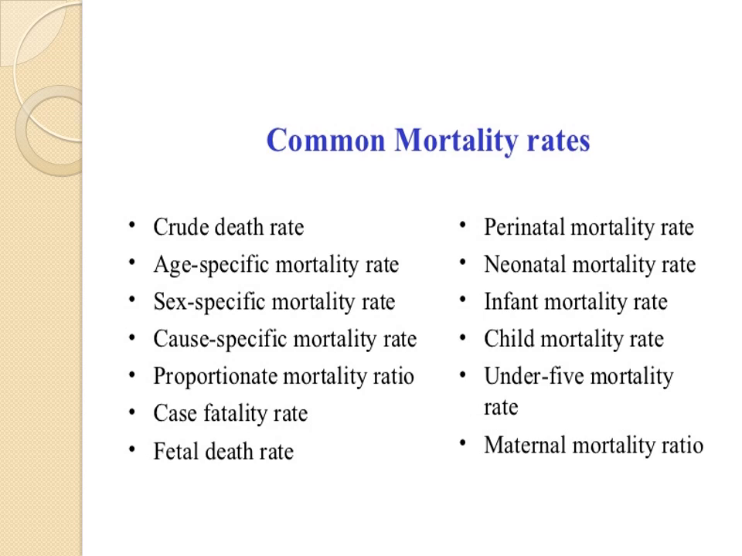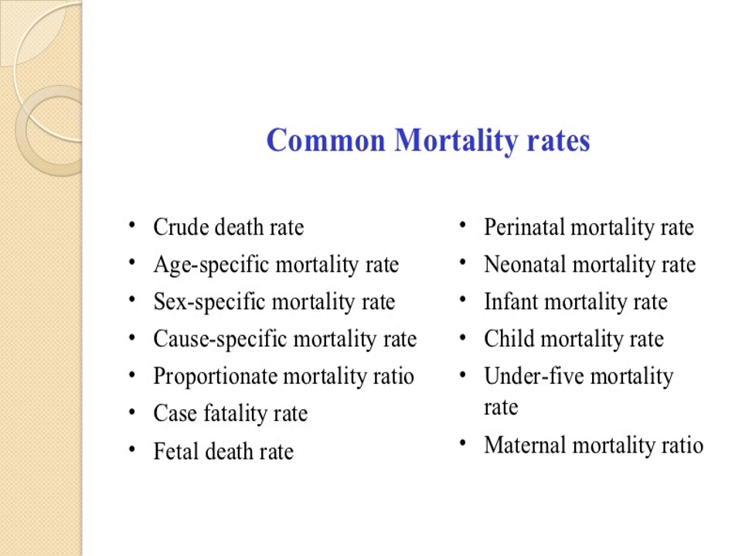So after seeing the different types of rates like crude death rate, specific death rate, standardized death rate, we can see that there are different mortality rates. For example, crude death rate, age specific mortality rate, sex specific mortality rate, cause specific, proportionate mortality ratio, case fatality rate, perinatal mortality rate, neonatal mortality rate, and so on. And you should know the formula of each one as it is required for solving your epidemiological problems.